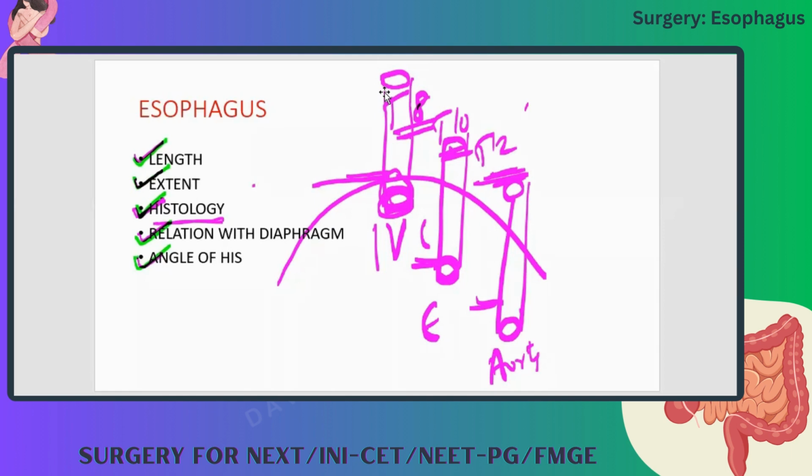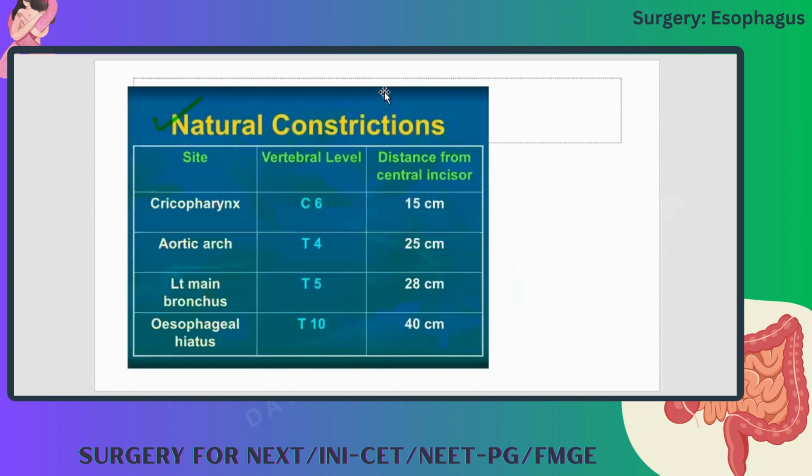Esophageal contents are alkaline. Gastric contents are acidic. If acidic material gets there, the patient will have heartburn, reflux esophagitis. So that angle should be maintained properly.